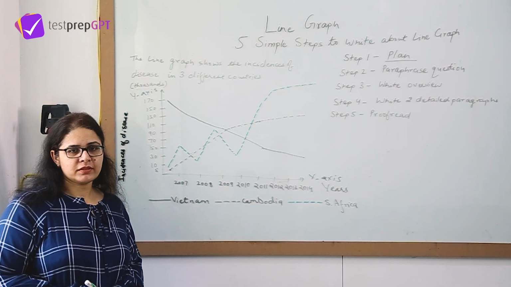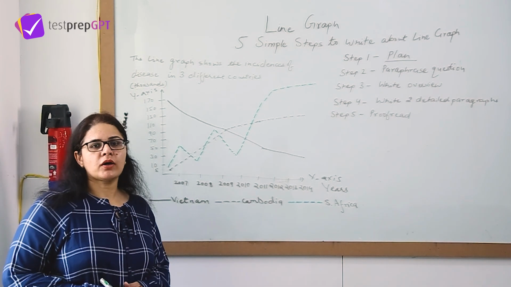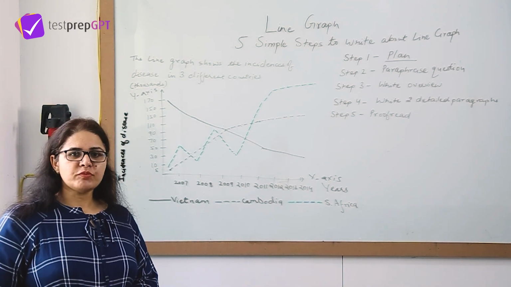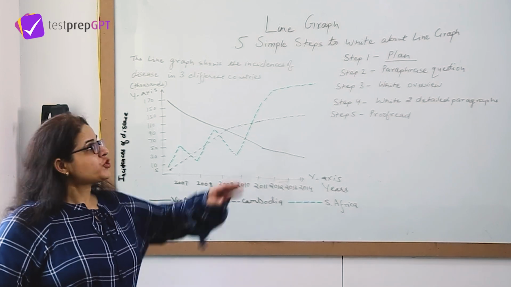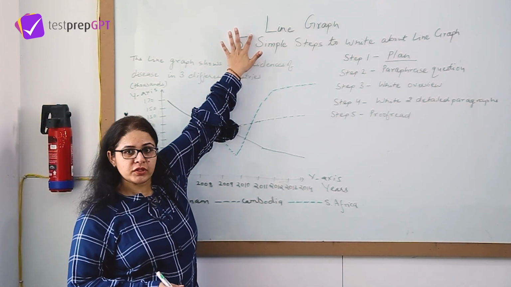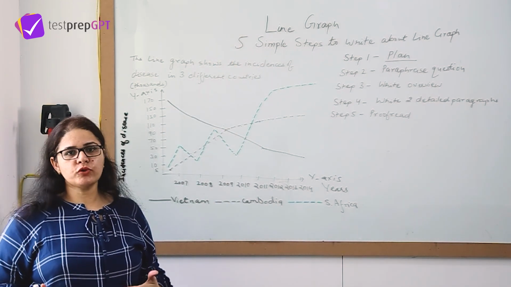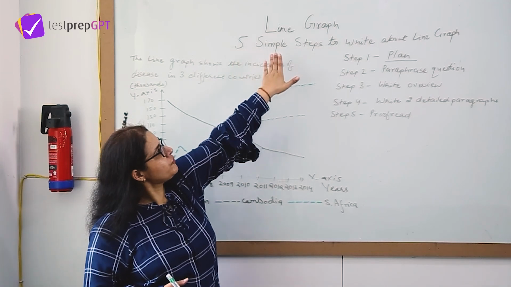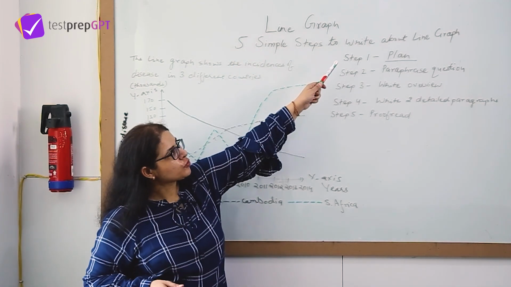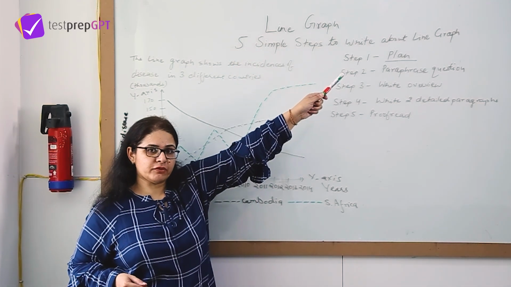Hello everyone. So today we're going to talk about IELTS Academic Task 1, which is a line graph. So what are we specifically going to look at? We're going to look at the 5 simple steps to write a report about the line graph.